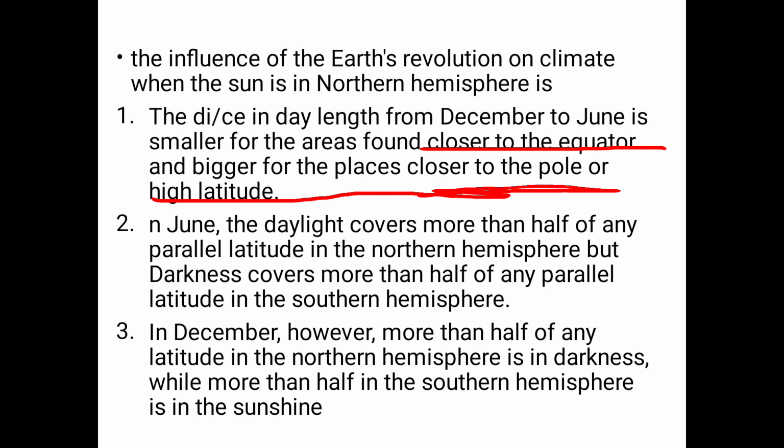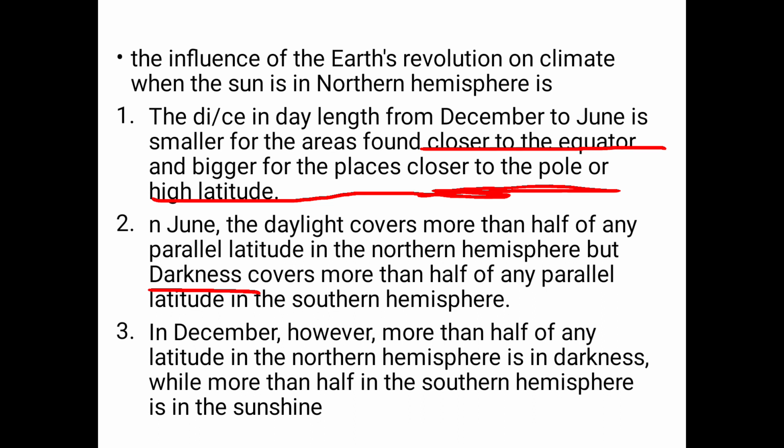Good. In June, the daylight covers more than half of any parallel latitudes in the northern hemisphere. Due to this, there is longer daylight in the northern hemisphere, but shorter darkness. I mean, a longer darkness in the southern hemisphere, for more than half of the parallel latitudes in the southern hemisphere. In December, more than half of any latitude in the northern hemisphere is in darkness, while more than half in the southern hemisphere is in sunshine, which means when the sun is found in the southern hemisphere, more than half of latitudes are found in longer daylight in the southern hemisphere, and the night or the darkness is longer for the northern hemisphere.